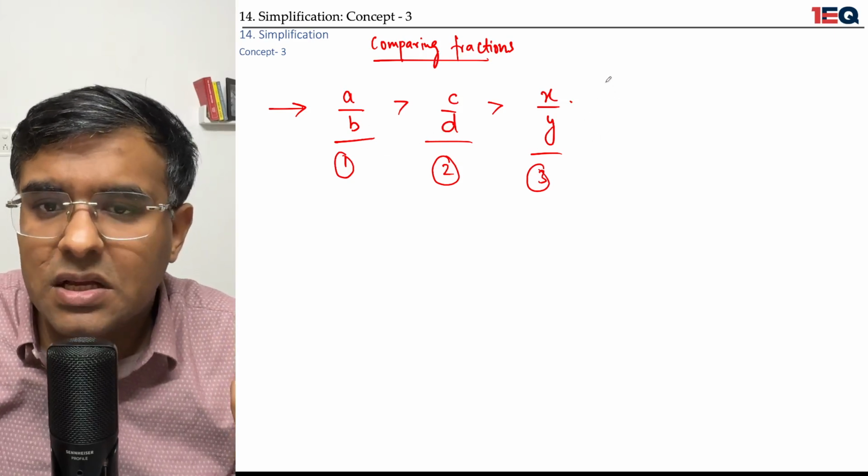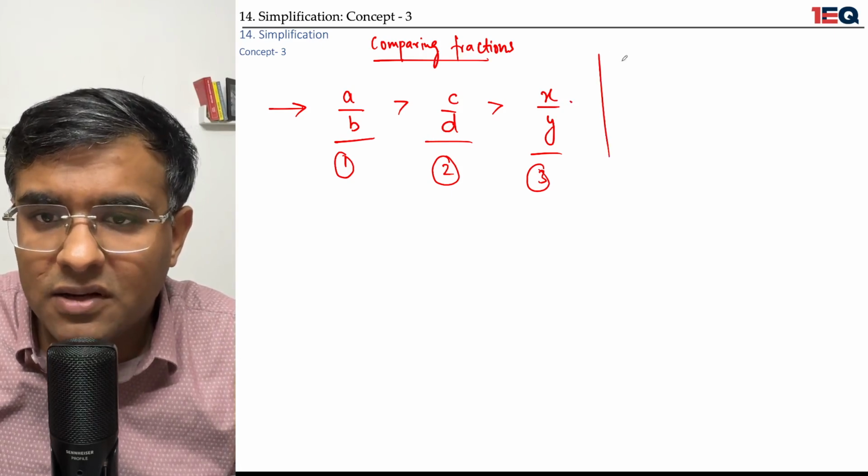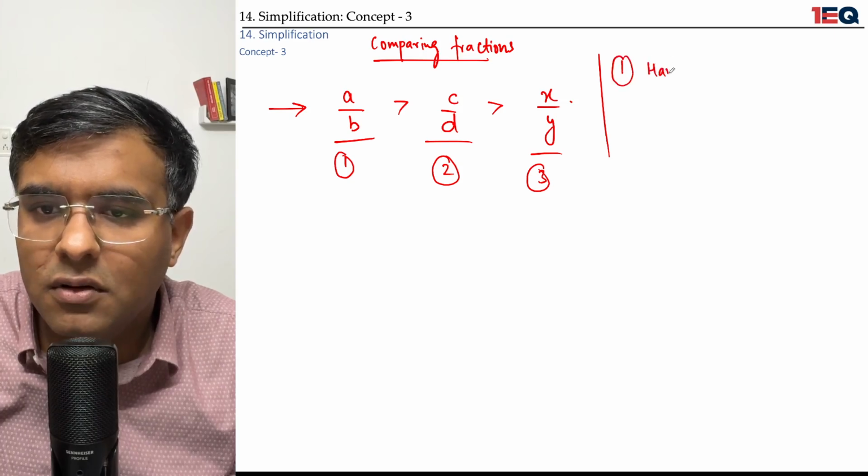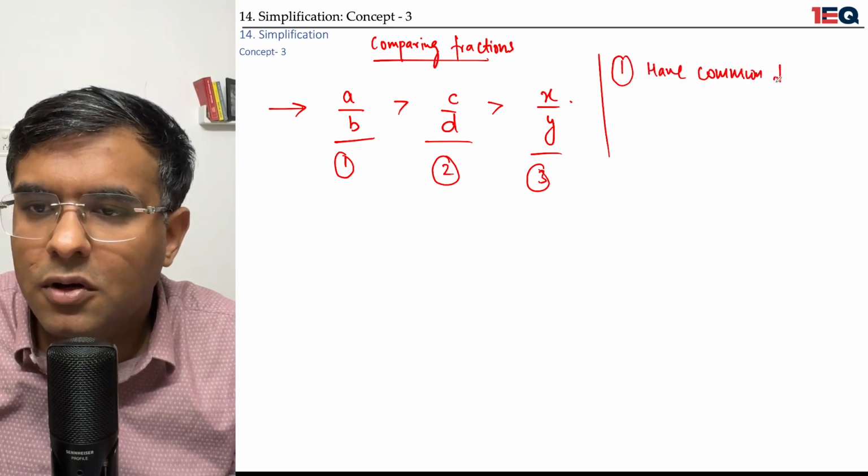For this, there is a very standard process. There are three steps that you need to follow. Number one, have common denominators.